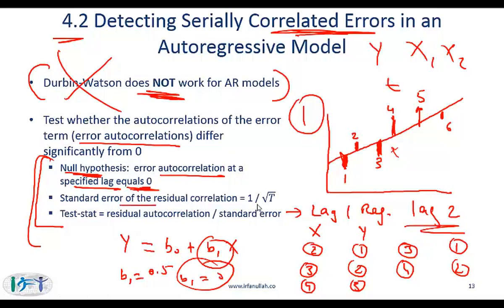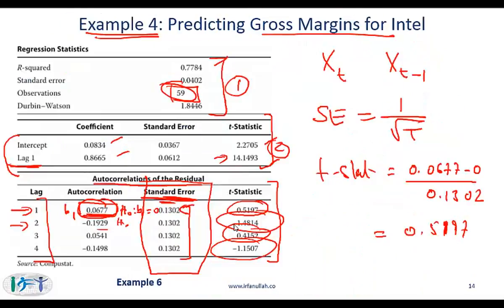What is the standard error? This is the formula, 1 over root T, where T is the number of observations or the number of time periods that you are looking at. And then what is the test stat? It's the residual autocorrelation minus 0, so for simplicity, I've just said the autocorrelation divided by the standard error. I've done example 4 with you. What you need to do is example 6, which is very similar. Obviously, you really understand this material when you do it yourself.